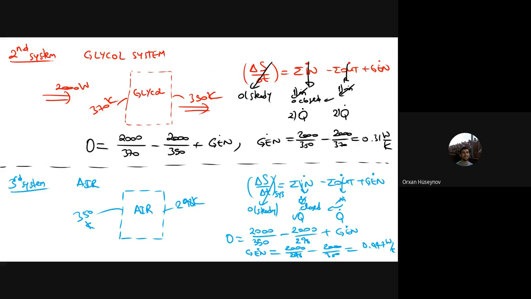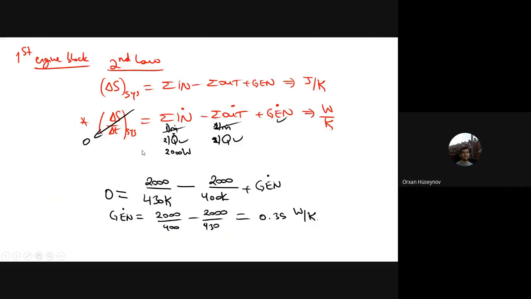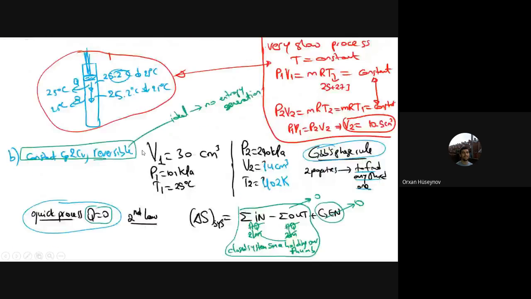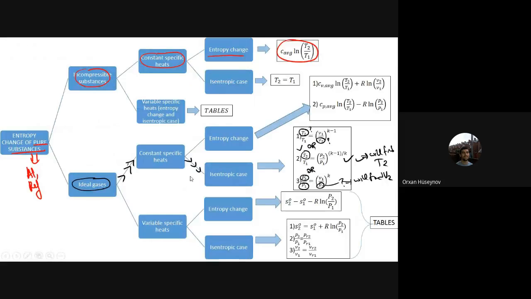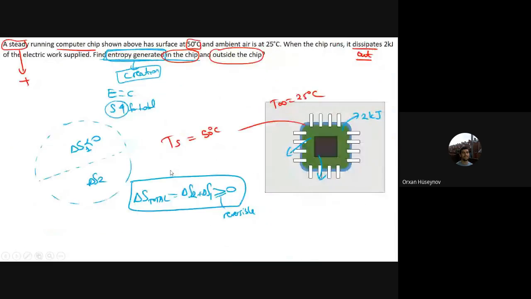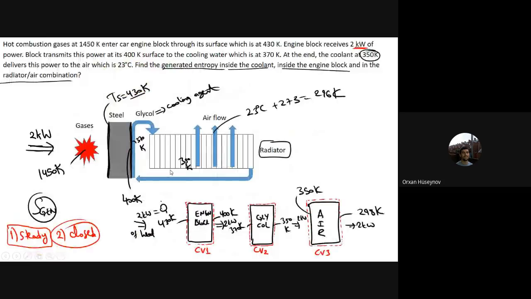And then if you add all of it, you will get the final generation of entropy. Okay, so with this one, I have also finished the entropy balance, non-conservation of entropy. The next lecture, the next set of examples, is about isentropic efficiencies. So this will be a different lecture, so I'll stop here.